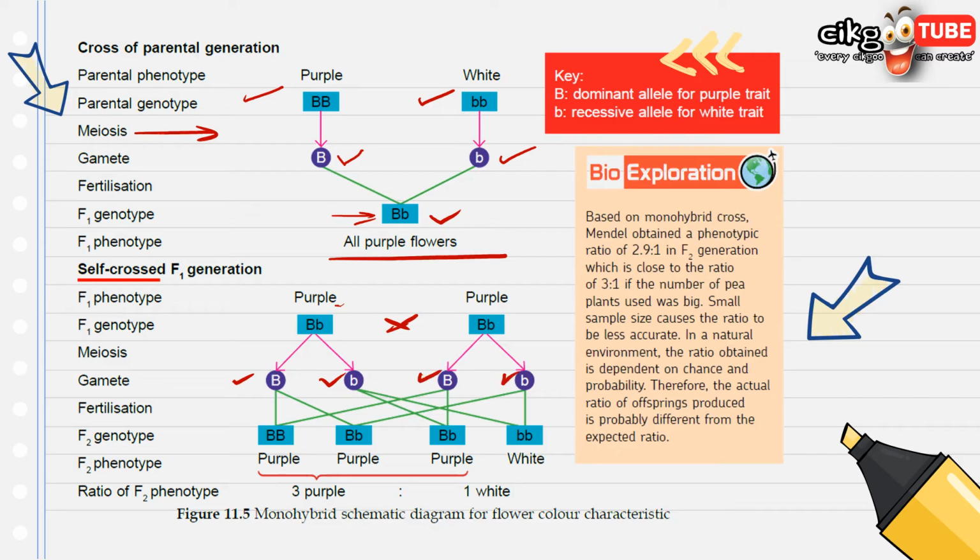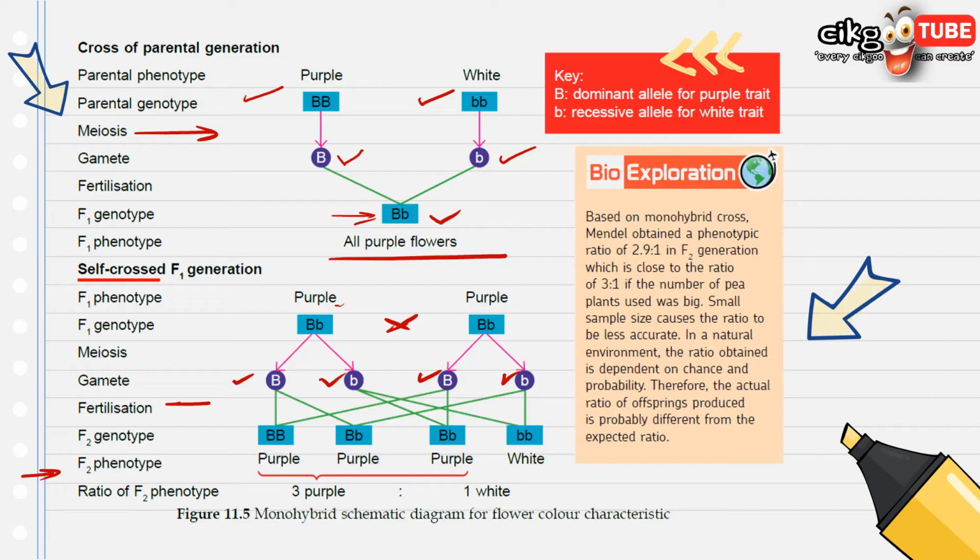So we have here gametes separated after meiosis. As a result, two types of gametes are formed from each parent. So we have gametes from one parent and the other. Then random fertilization happens again to produce the F2 generation. And the F2 generation has a phenotypic ratio of 3 purple flower and 1 white flower.